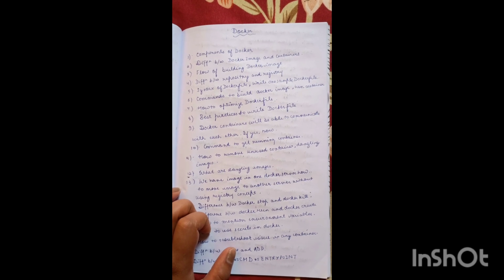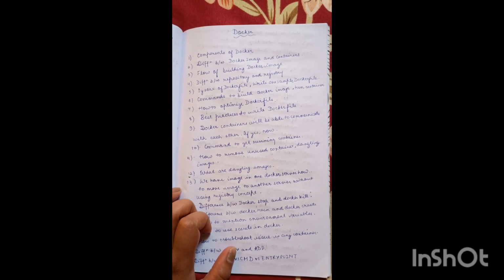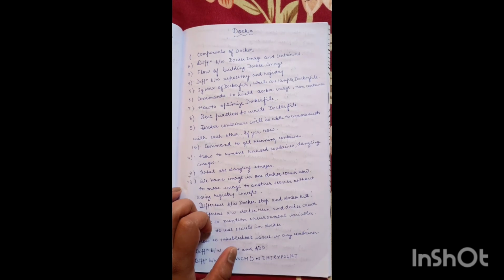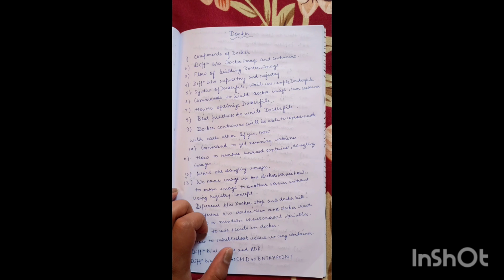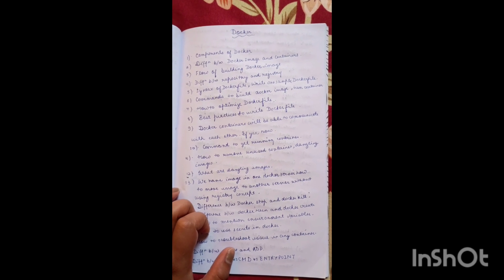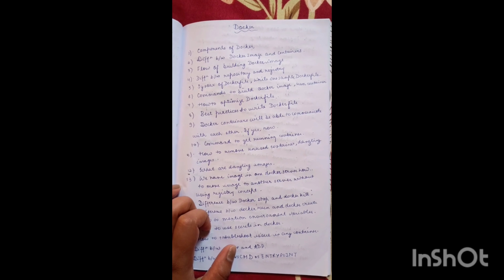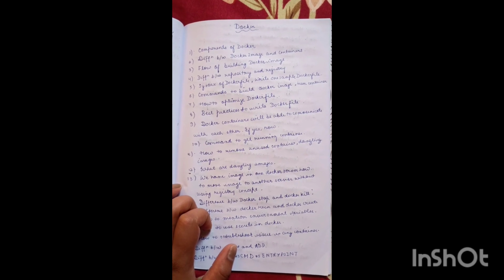So all these things you should know, like what is -d, what is -t, what is -f, what is -it, what does it mean. T is tag, D is detach, I is interactive mode. So all this you should know.